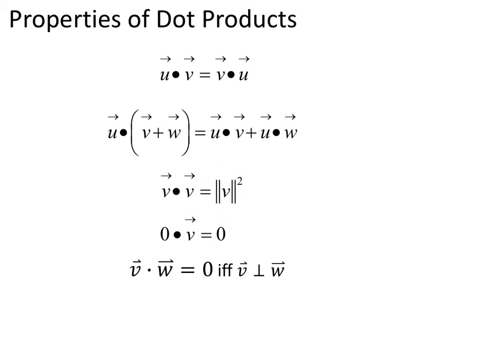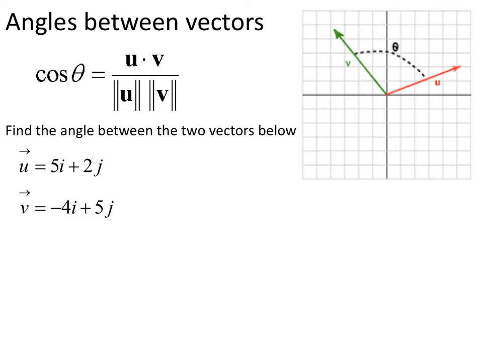If you dot a vector with the 0 vector, you just end up with 0. And then also, if you get a dot product equal to 0 and neither of them was the 0 vector, then that means that the two vectors are perpendicular, or we also call that orthogonal. One way we use the dot product is to help us find the angle between two vectors.